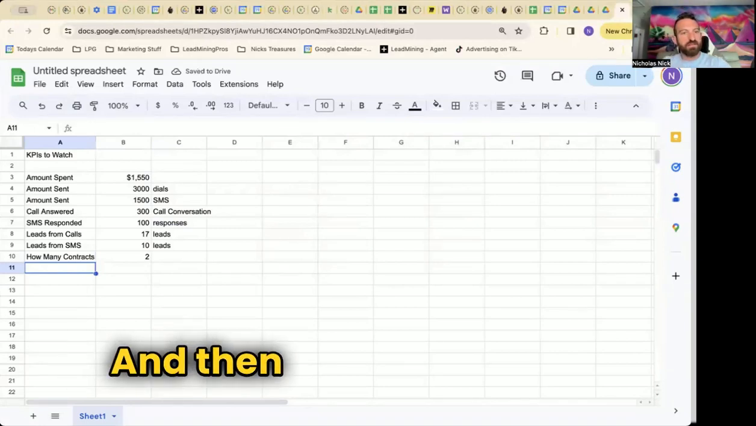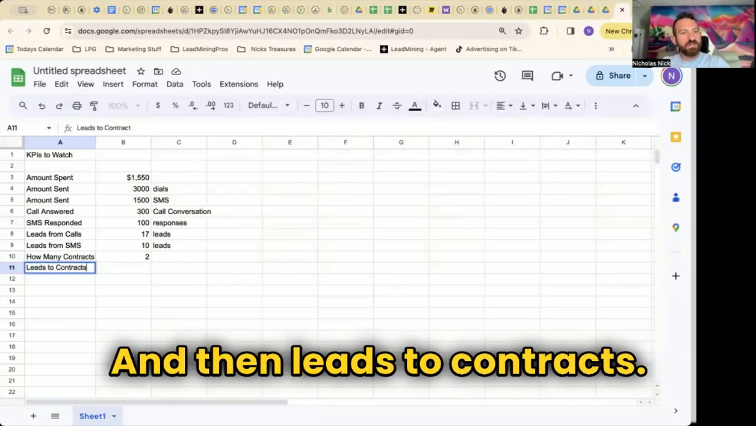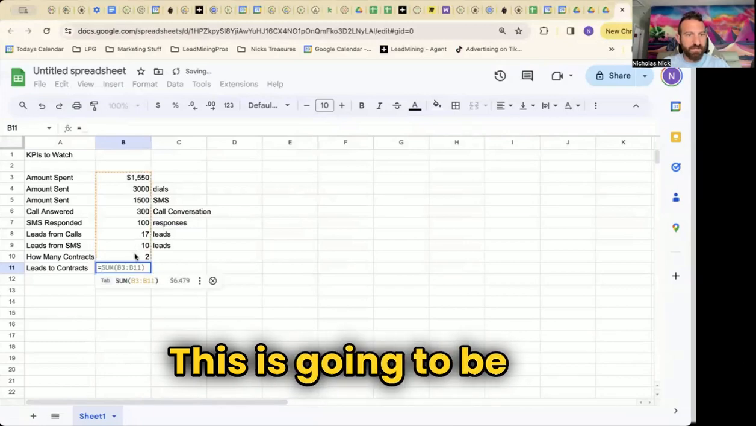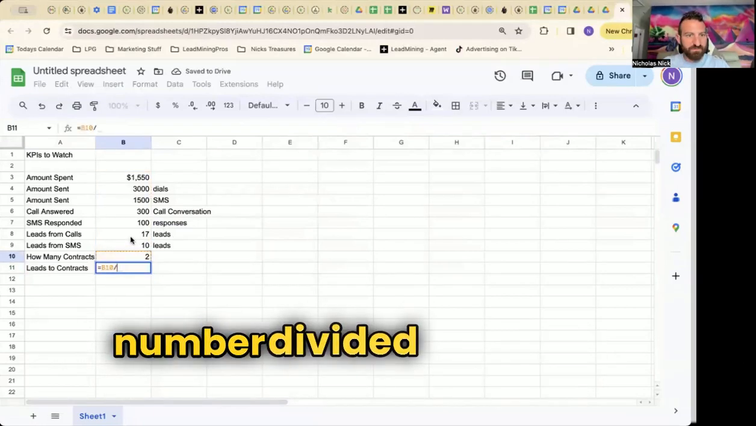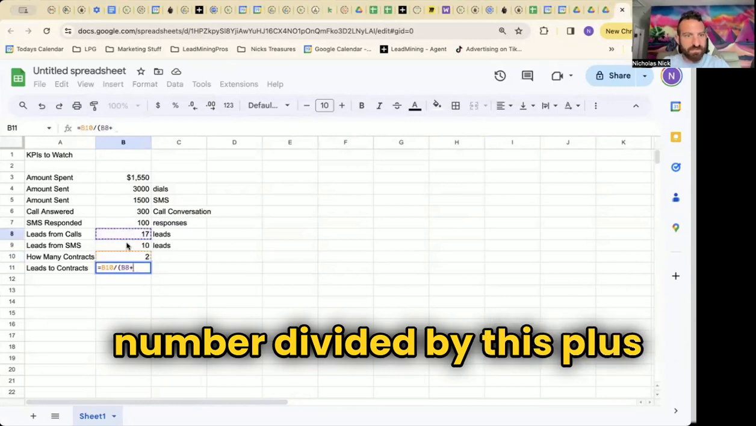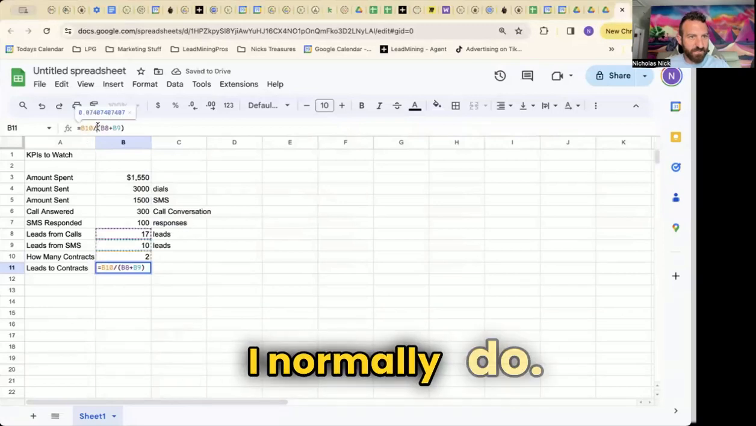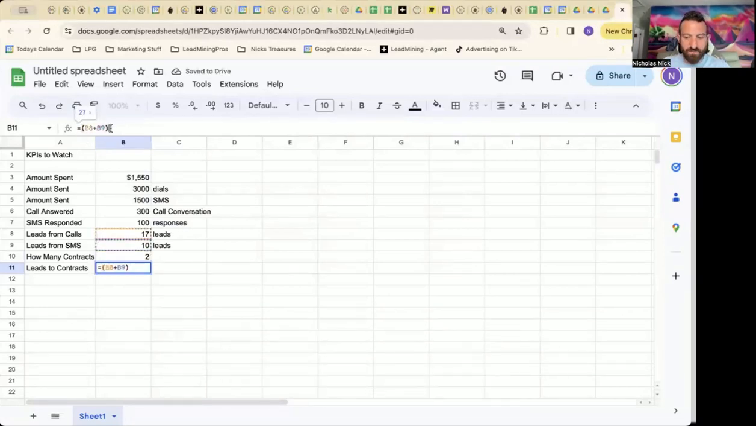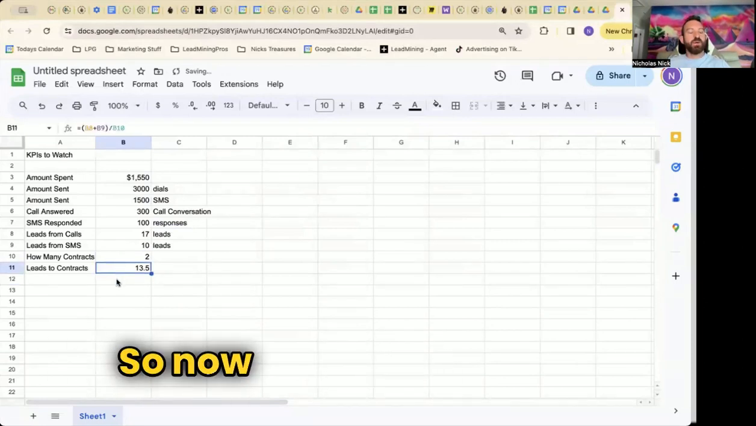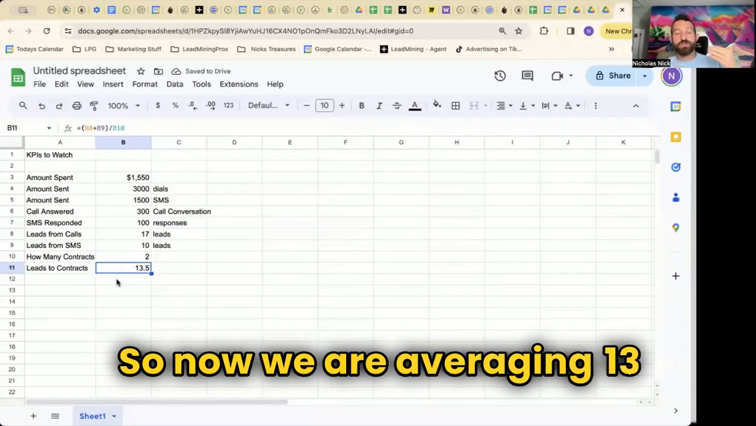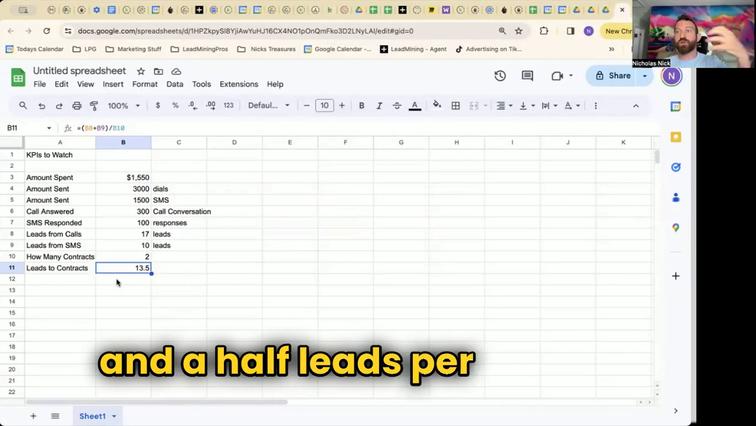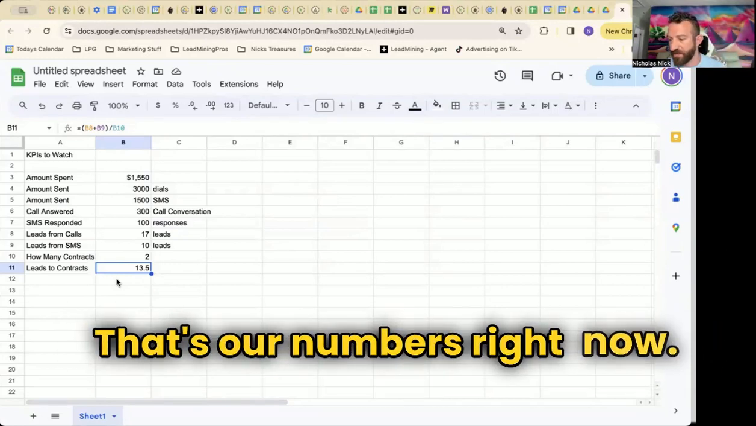And then leads to contracts. This is going to be this number divided by this plus this. I think I did that backwards, I normally do. Okay, so now we're averaging 13 and a half leads per contract. That's our numbers right now.